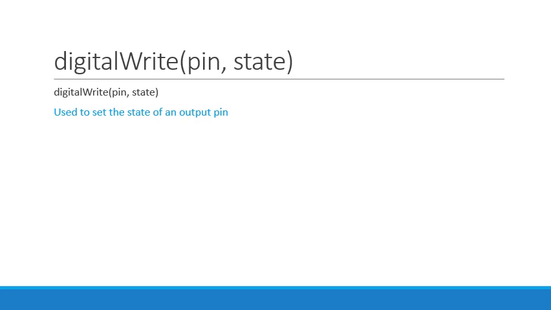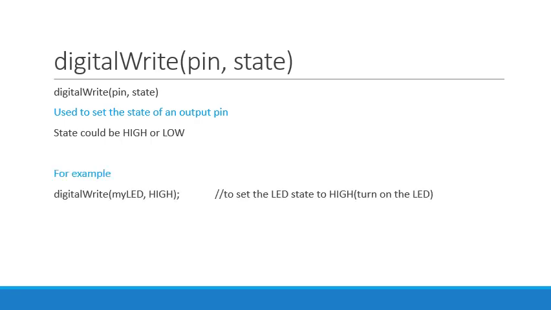In Arduino, what you call on and off, we call high and low. So on is high and low is off. Take it like that. You could set the state as either HIGH or LOW. For example, digitalWrite myLED, HIGH. So if we have set myLED, for instance, to pin 13, and we have initialized it with pinMode as an output, we can now use the digitalWrite function to set the state of the myLED pin to HIGH, which will turn on the LED if you have connected it properly.